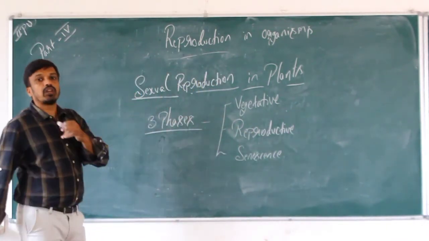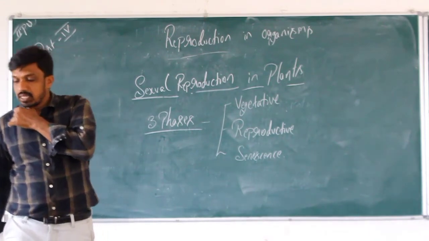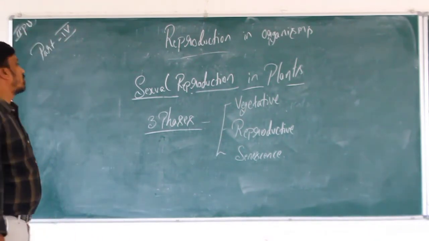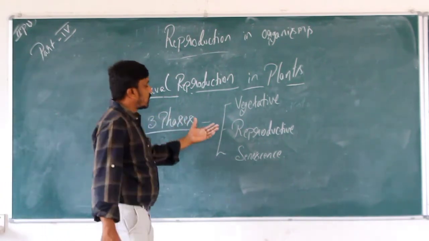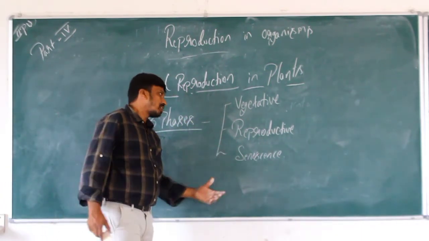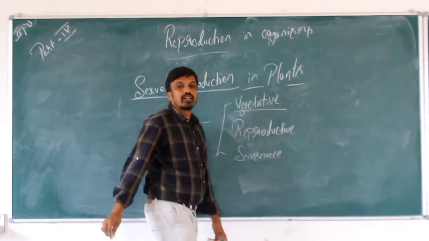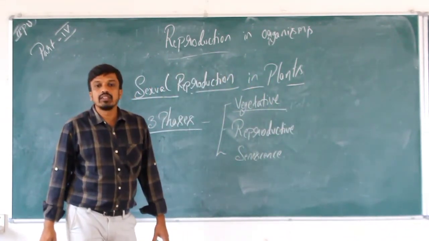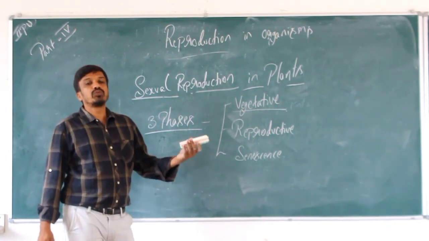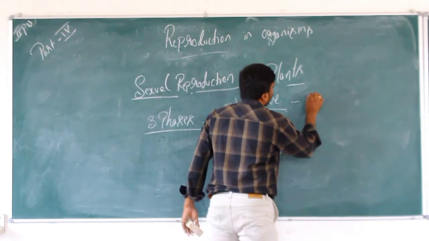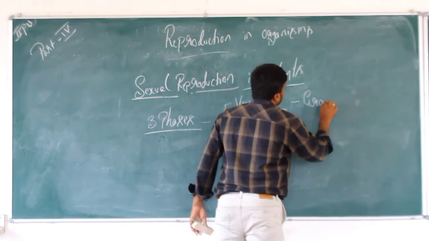Next, the sexual reproduction in plants. The plants complete their life cycle in 3 phases: vegetative phase, reproductive phase and senescence. Coming to the vegetative phase, it is a period where the plants mature vegetatively or grow vegetatively. It is also called the growth phase.